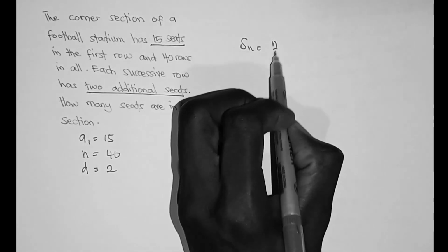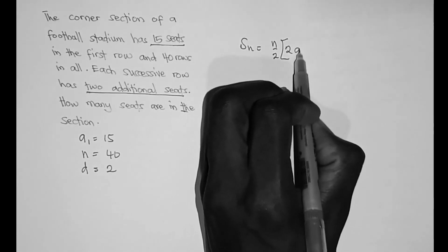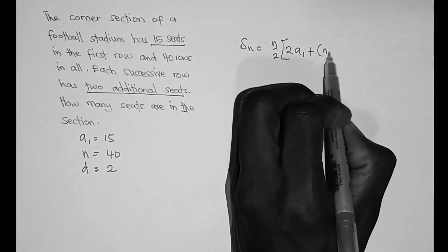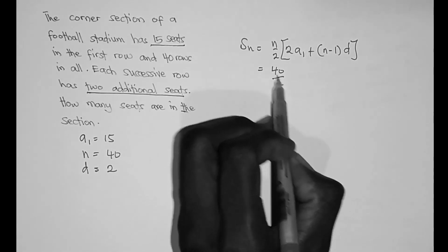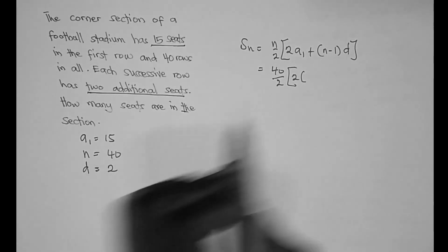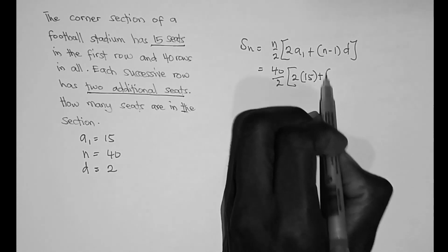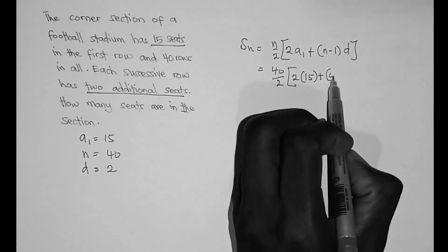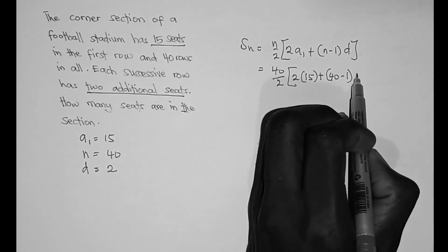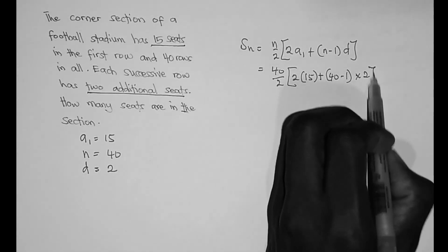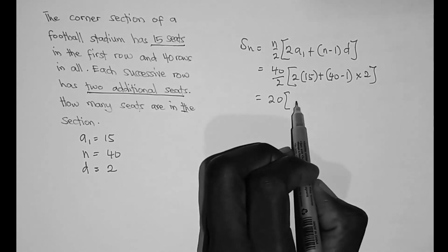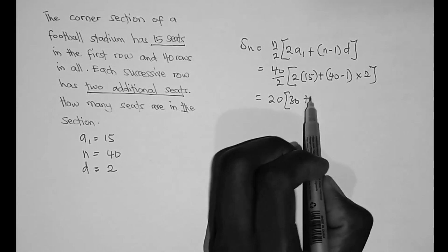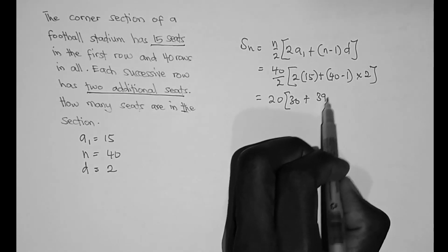Sn is equal to N over 2 into bracket 2A1 plus bracket N minus 1 D. So there are 40 rows in all, which is 40 divided by 2 times 2 times A1. A1 is 15 and plus N minus 1, N is 40 minus 1 times D. D is 2. So 40 divided by 2 is 20. Then 2 times 15 is 30 plus 40 minus 1 is 39 times 2.